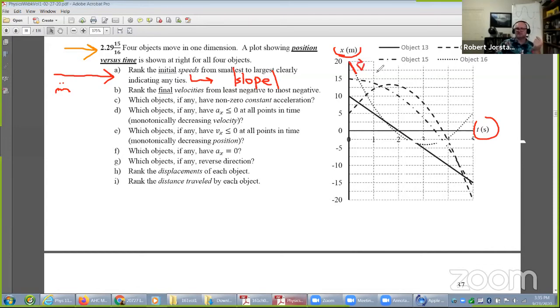If I take the absolute value of it, I get the speed. And that's what we were supposed to rank. So then that's pretty close to 0. Those two look about the same to me. And okay, so there you go.